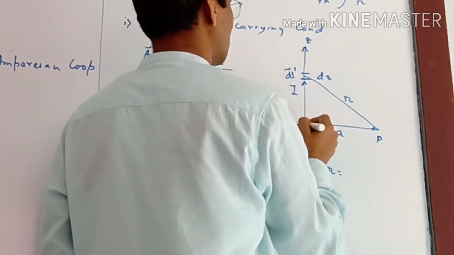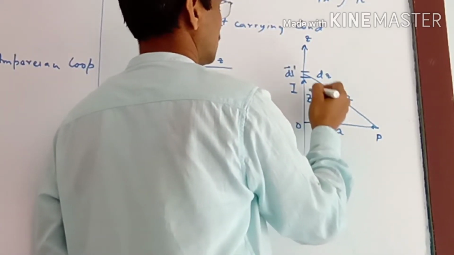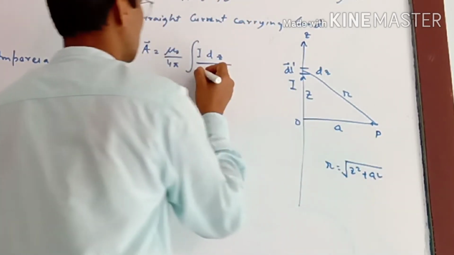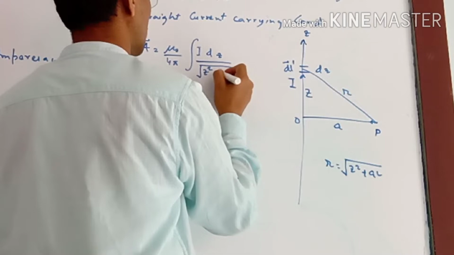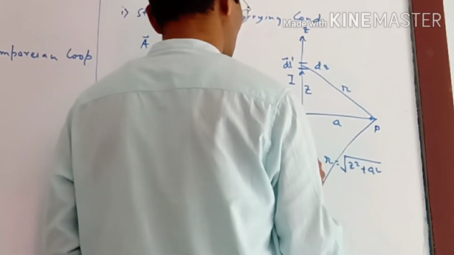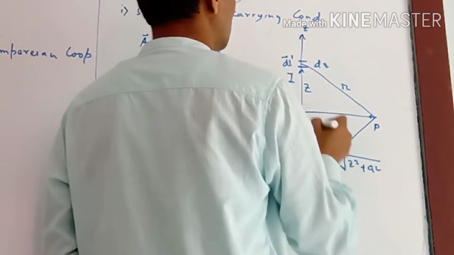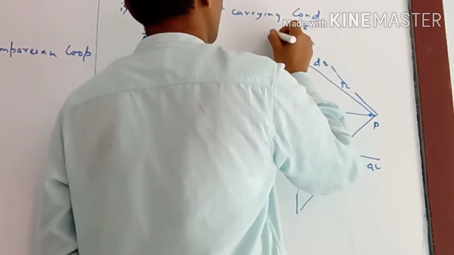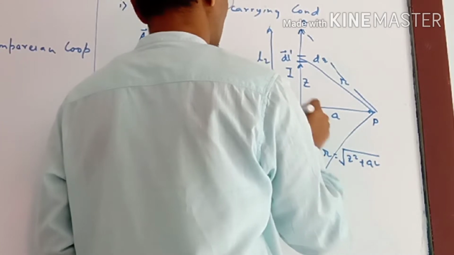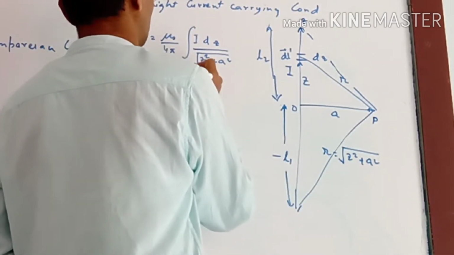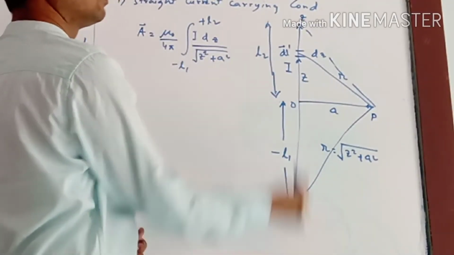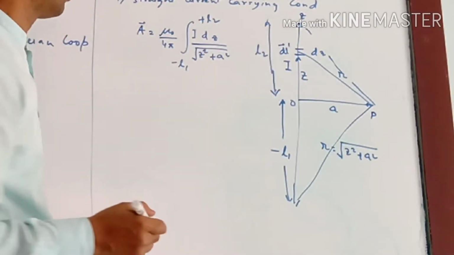So the distance from the origin is Z. So R would be equal to root over of Z square plus a square. And if I have a finite element which goes from minus L1 to plus L2, then we can integrate it from minus L1 to plus L2. The Z variable goes from minus L1 to plus L2, my origin being at the point O.